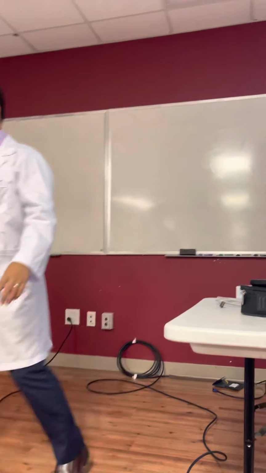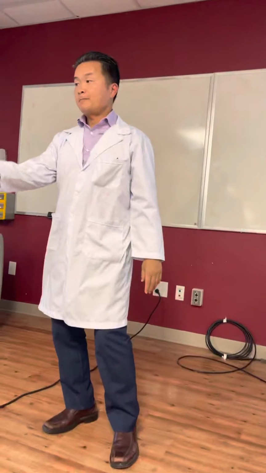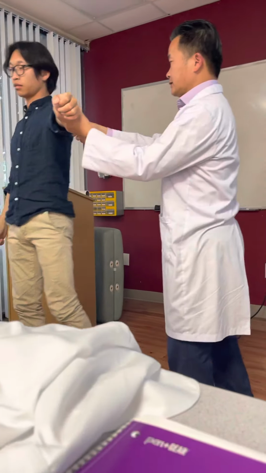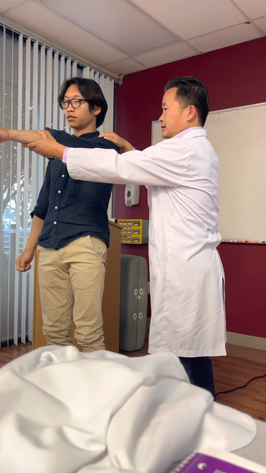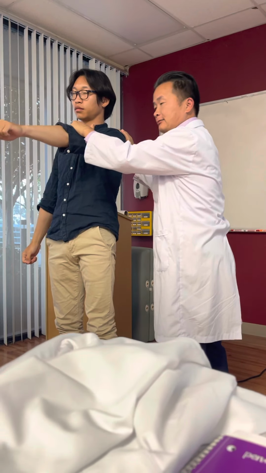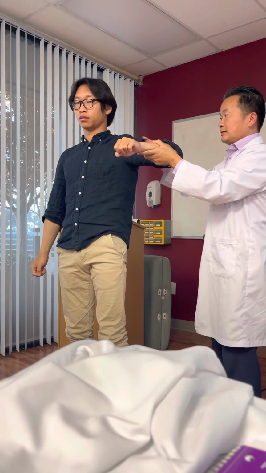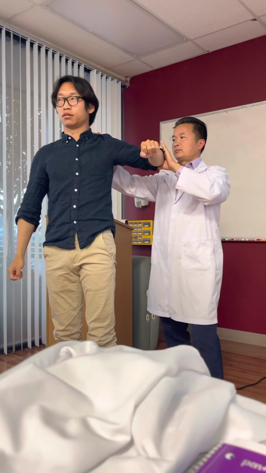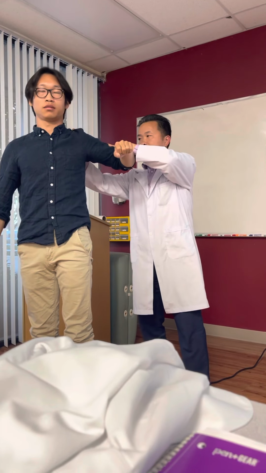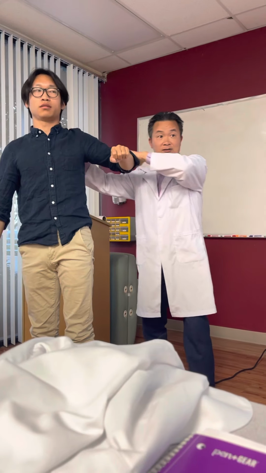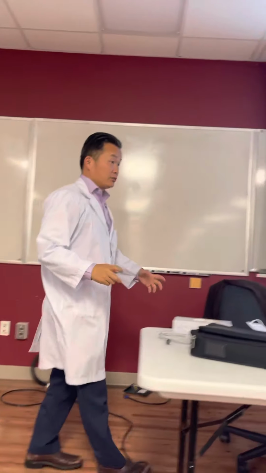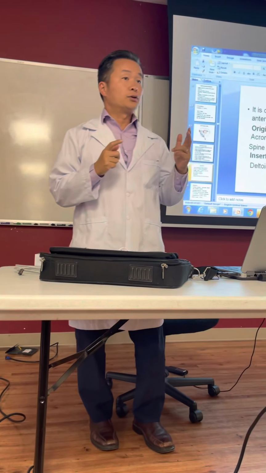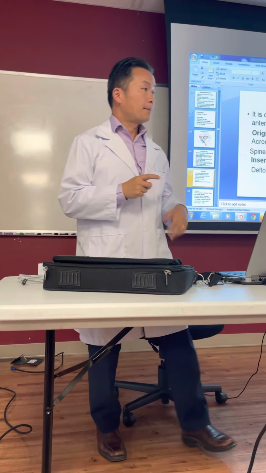Can I borrow your shoulder? Can you stand up, please? Okay. So if I check his anterior deltoid, forward. Lift your shoulder up. Middle deltoid, up. Posterior deltoid, bring to the back, and then lift up. Got it? Thank you. So that's how you check the strength of the anterior portion, middle portion, and posterior portion of the deltoid.